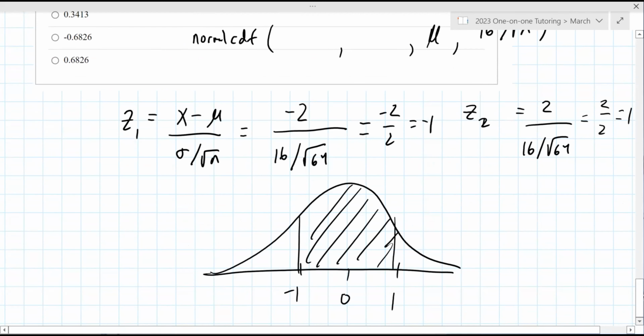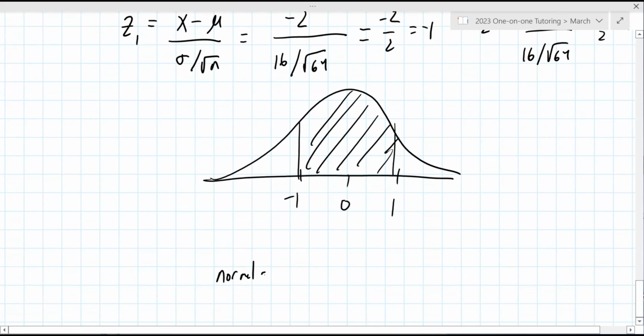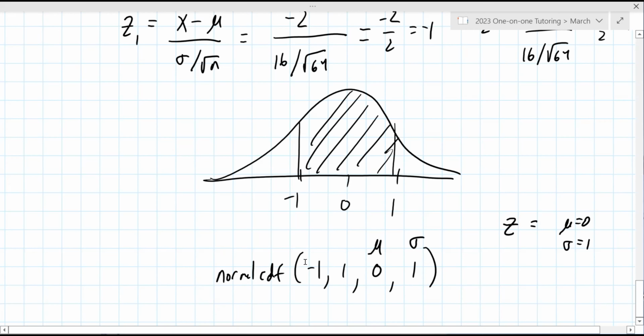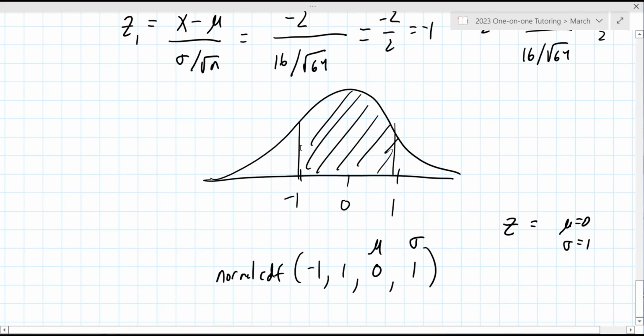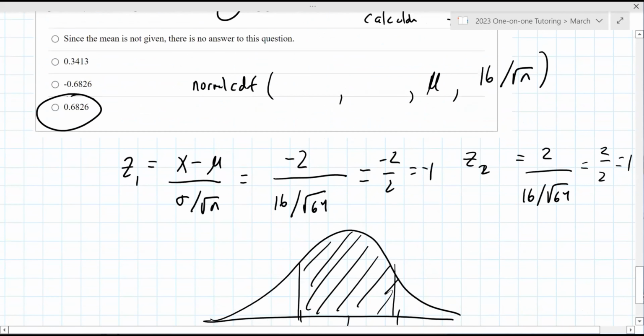So now you can use normal CDF because you now have a lower, an upper, a mean, and a standard deviation. This is your mu and this is sigma. What you have to remember is that z always has a mu of 0 and a sigma of 1. If you dump that into the calculator, it ends up being a known value. There's always a known amount between the first two standard deviations, and that is 0.6826.